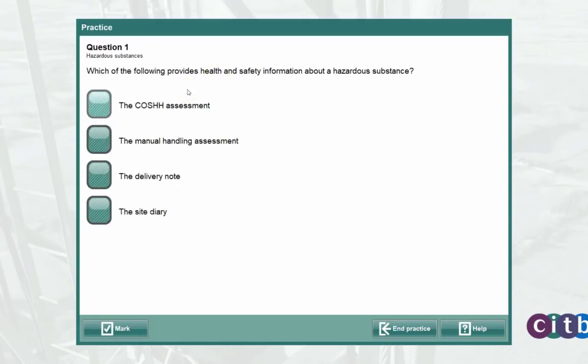Which of the following provides health and safety information about a hazardous substance? The COSHH assessment. The manual handling assessment. The delivery note. The site diary.